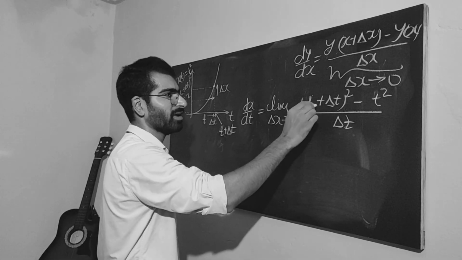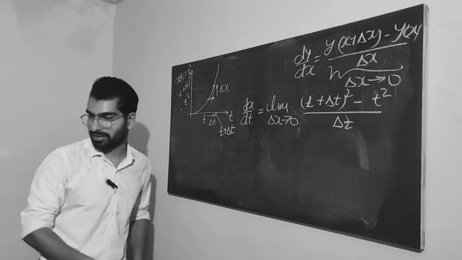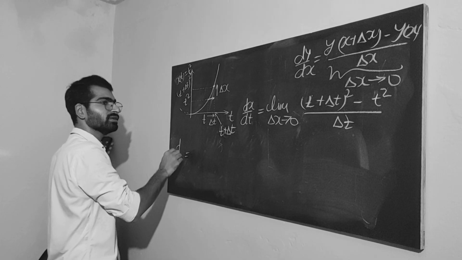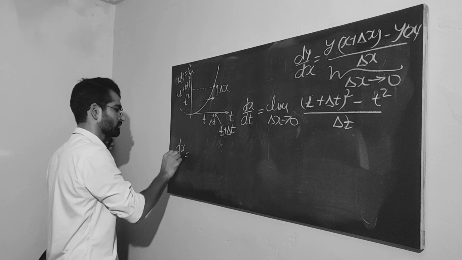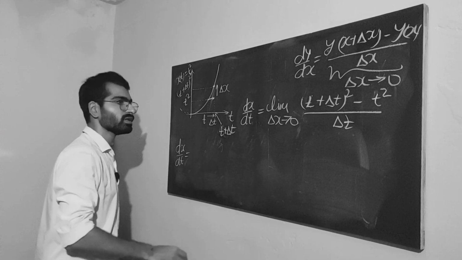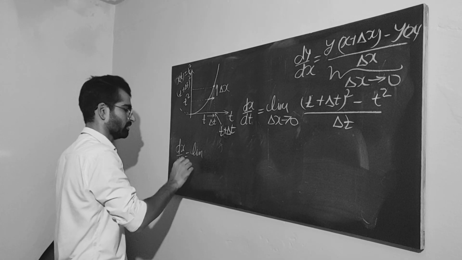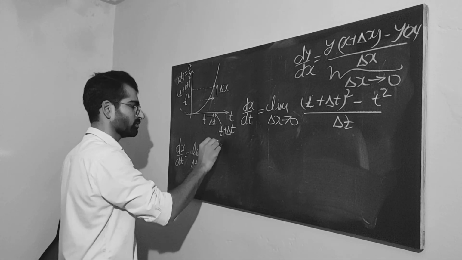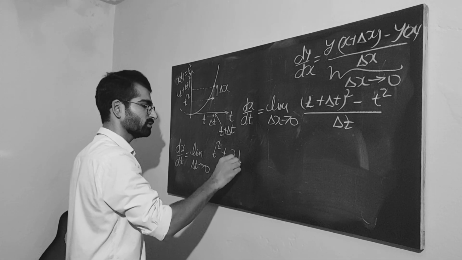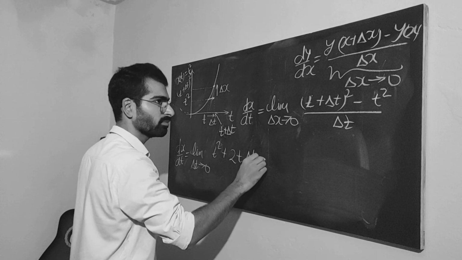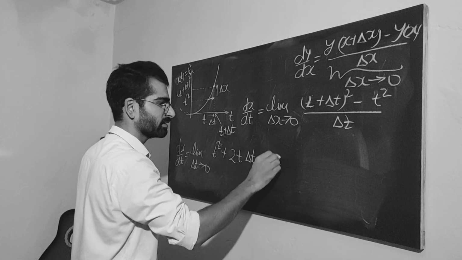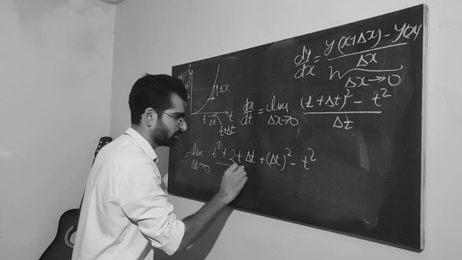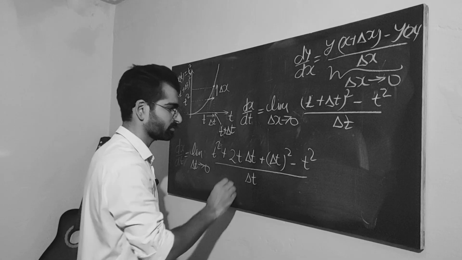Well, this is a plus b squared. You can open it. Let me see. Yes. So let me do it here. dx dt is going to be the limit as delta t approaches 0 of t squared plus 2t delta t plus delta t squared minus t squared, divided by delta t.